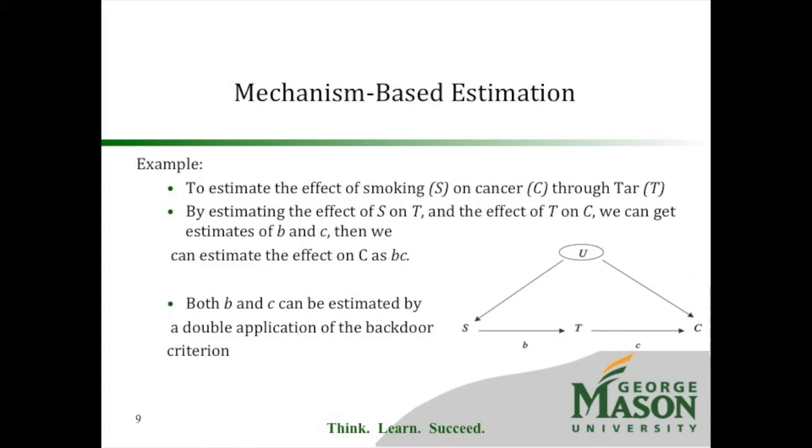To illustrate what was mentioned in the previous slide, here is a small example. To estimate the effect of smoking on cancer, we cannot apply the backdoor criterion, because U is an unobserved variable that in this case might be a genetic or environmental factor. So an intermediate variable was introduced, which is tar. So we can estimate the effect of smoking on tar and the effect of tar on cancer by double application of the backdoor criterion. The total effect of smoking on cancer can be estimated as BC.